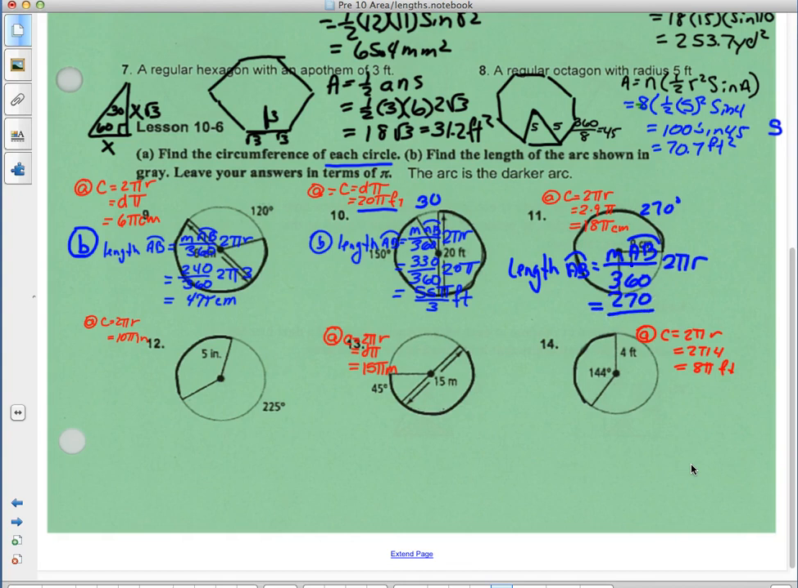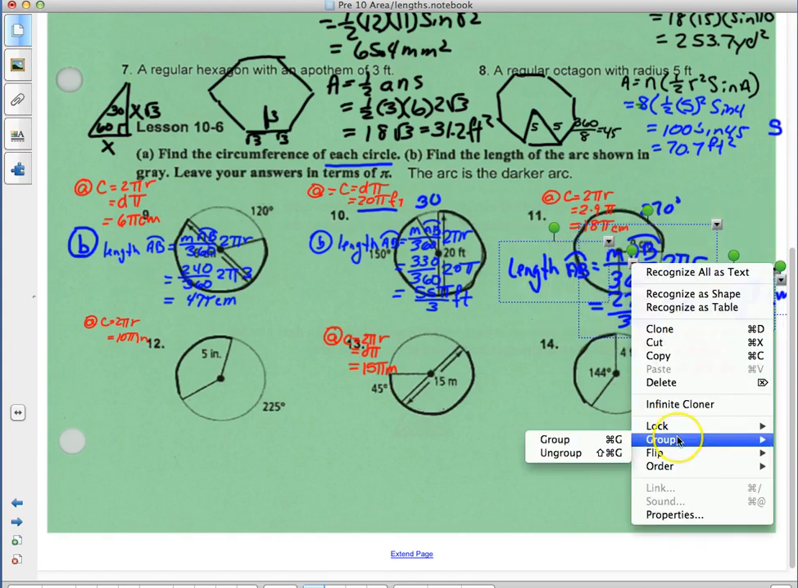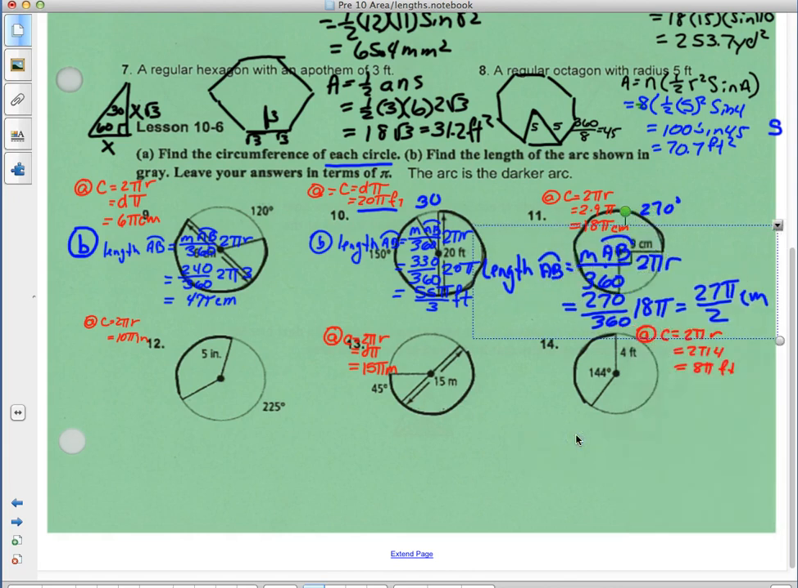So now I'm going 270 of 360 times 18 pi. So I've got 270 divided by 360 times 18. And that's 13.5, and I'm going to go to my fraction, and it's going to be 27 pi over 2. And that is in centimeters. So again, I'm just going to group these. Get this smaller. Move things along.